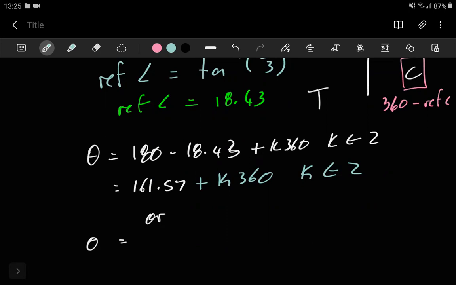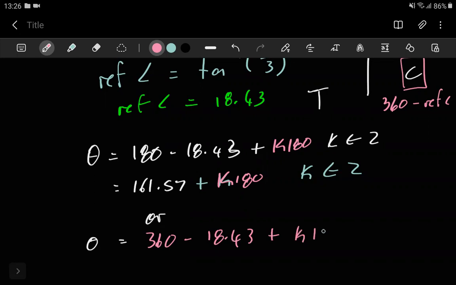Can I ask? Yeah. Isn't it, you said 180 minus 18.43 plus K360? Isn't it for tan, K180? Yeah, I'm totally forgetting we're working with tan. K180, definitely. You're right. Thank you for the heads up. Yes, it's definitely 180. And then here we have 360 minus the reference angle, and then plus K180. K is an element of integers.